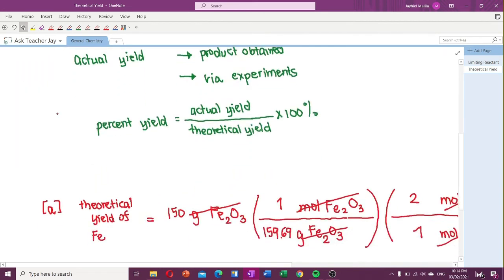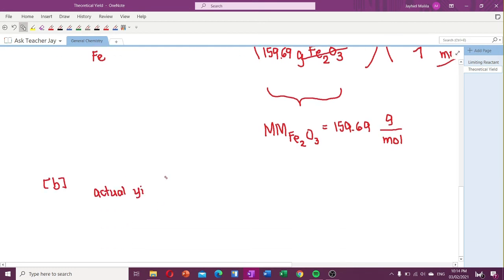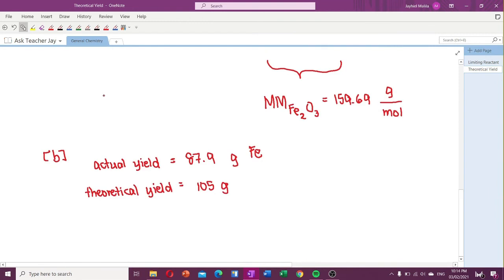So we have here an actual yield of 87.9 grams of Fe. And our theoretical yield, from what I can remember, is 105 grams. So the question asks for the percent yield.